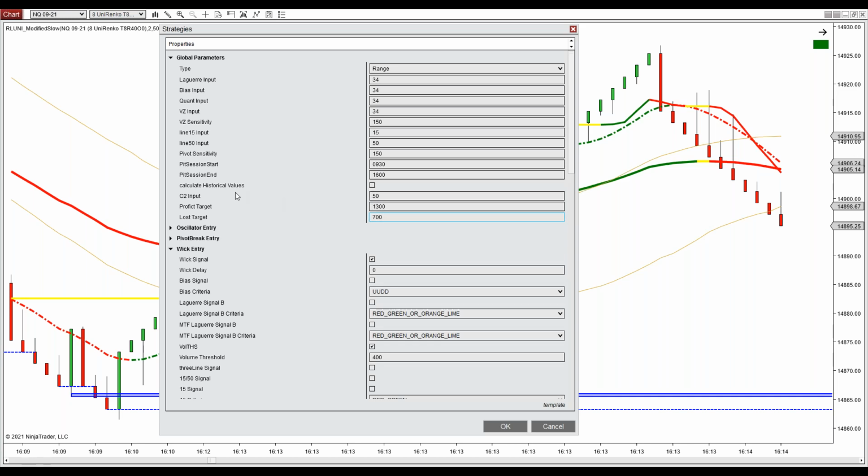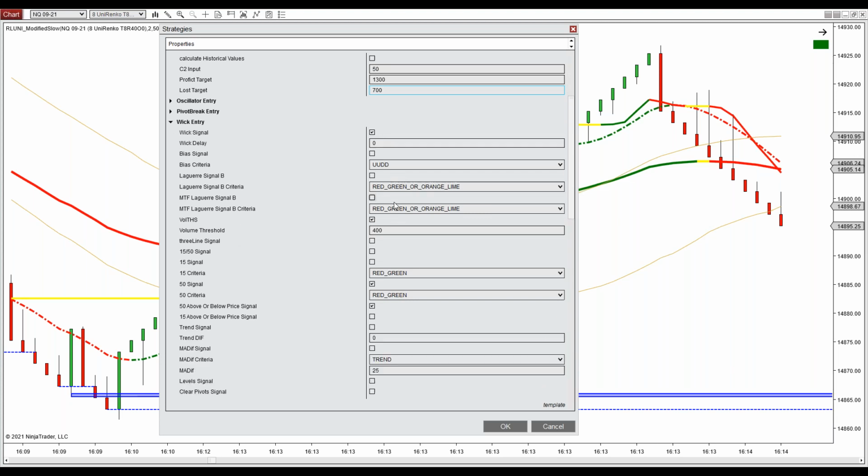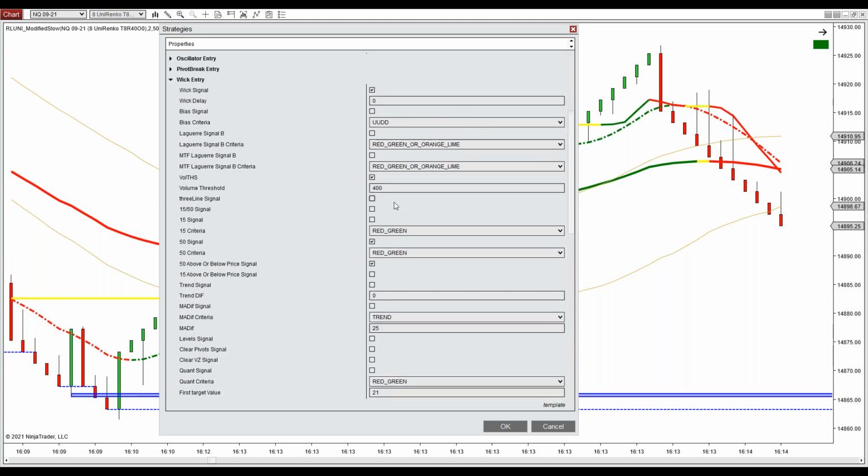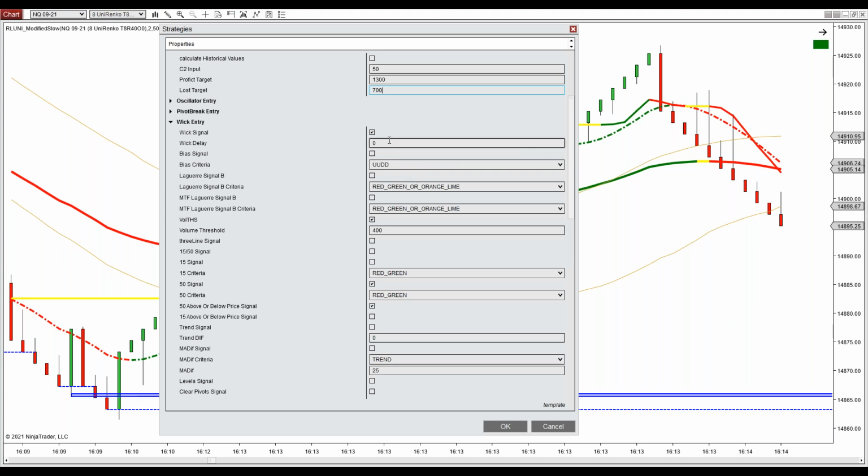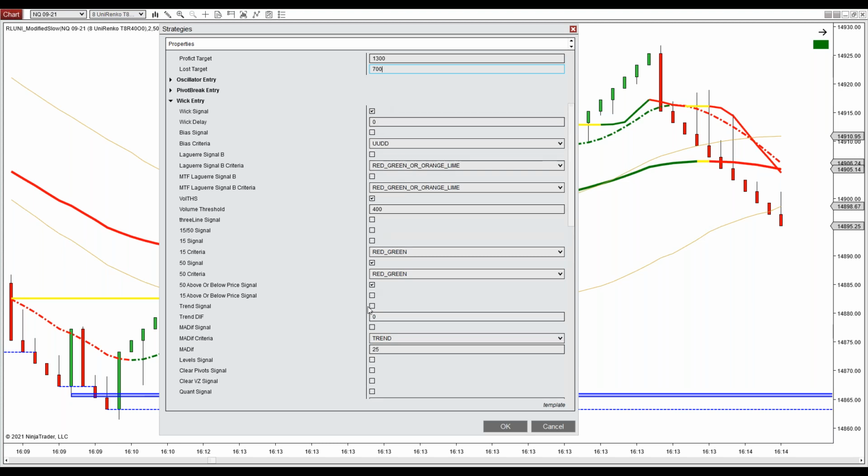C2 now. Yeah, it's not in use. Now we're going to go down. Well, here's the wick. This is the only template. This is the only entry that's on the system. Now, we're not using the gears.